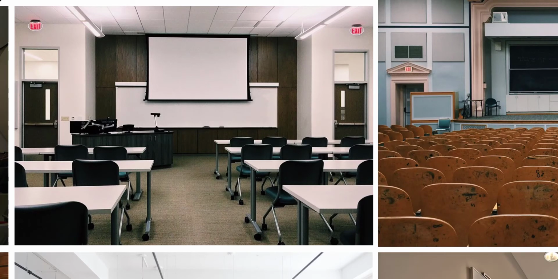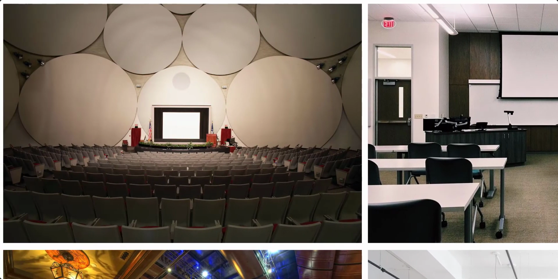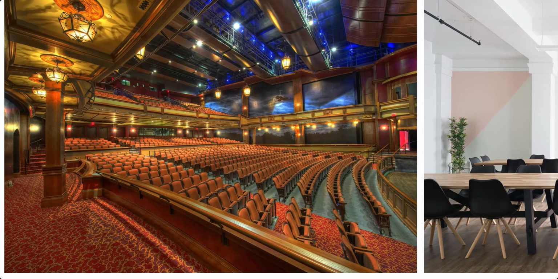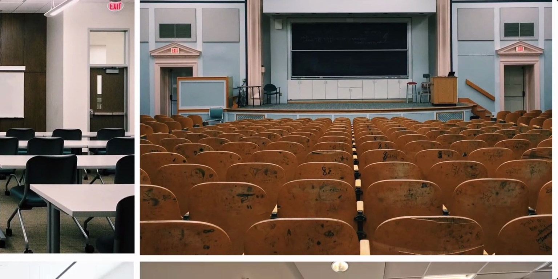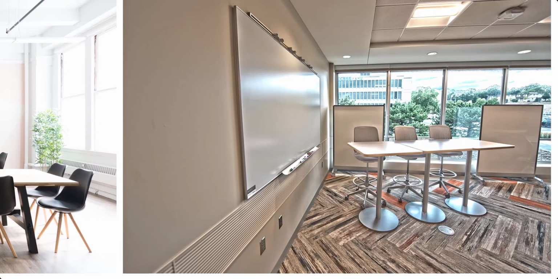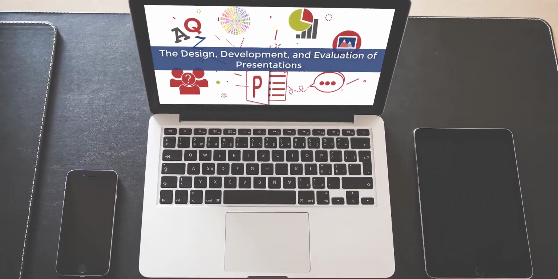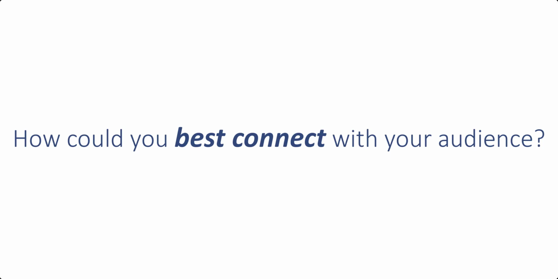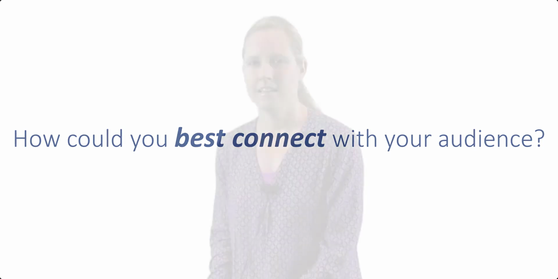Try to picture the presentation space. How will the audience be seated? Will they have tables or rows of chairs? Will you be standing or sitting, and where? Where will the slides be displayed? How dark might the room be? Will the audience have laptops or mobile devices? How could you best connect with your audience in this space?